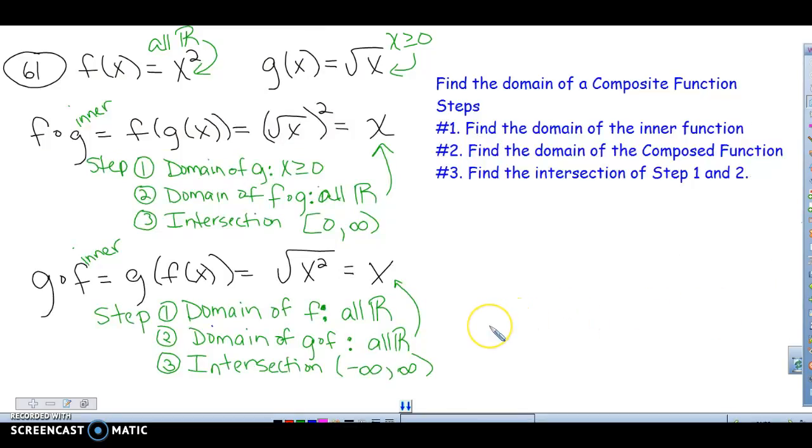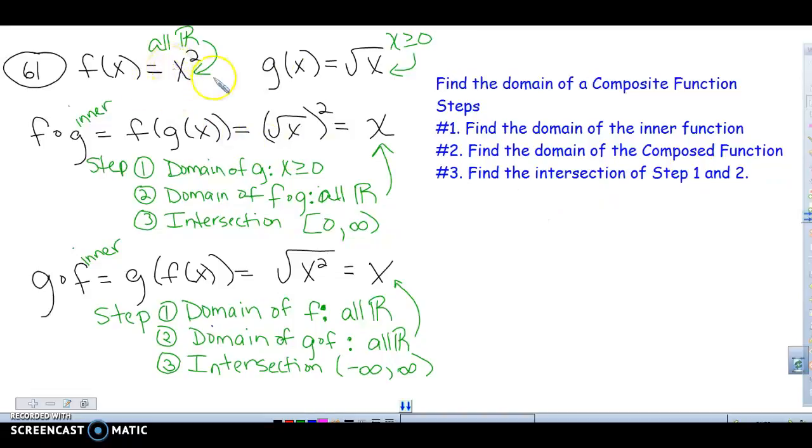How do you find the domain now of these composite functions? Here's a 3-step process that you can use. There is more than one way, but here's one of the processes. Number 1, find the domain of the inner function. Number 2, find the domain of the composed function, your final answer. Then number 3, find the intersection of step 1 and 2.